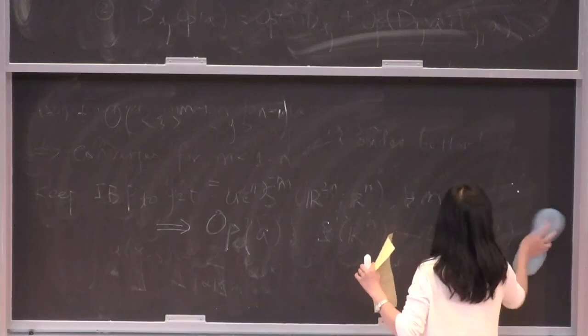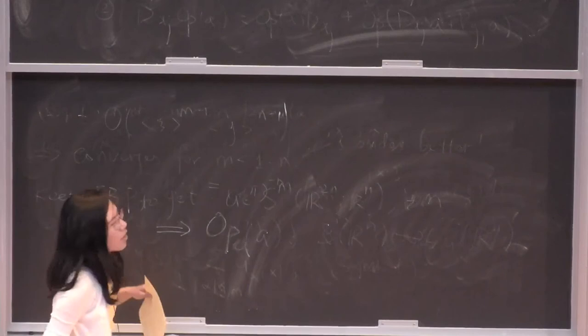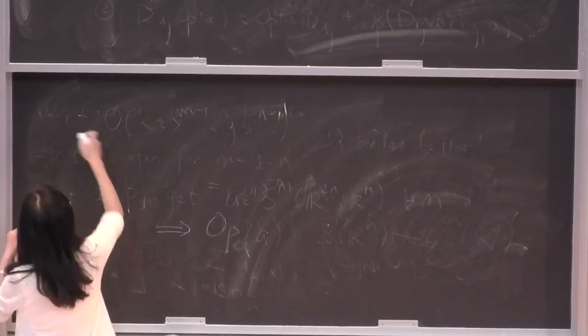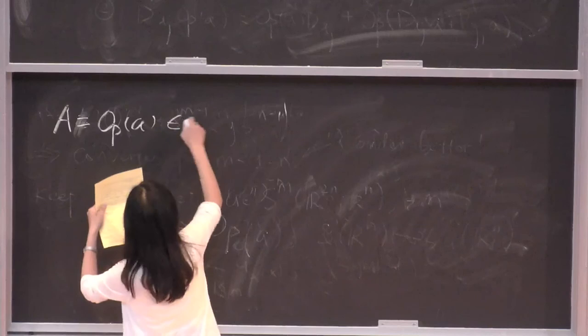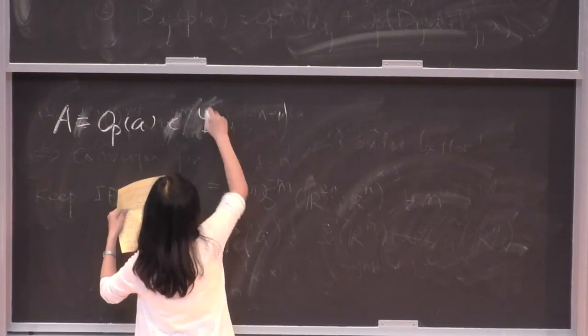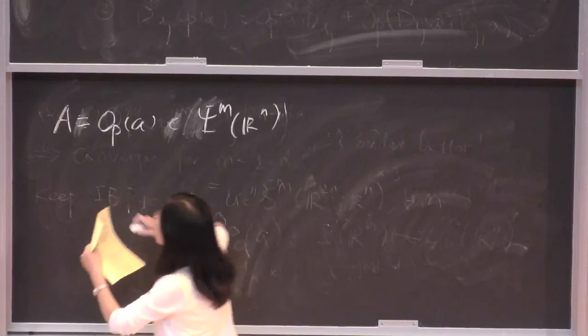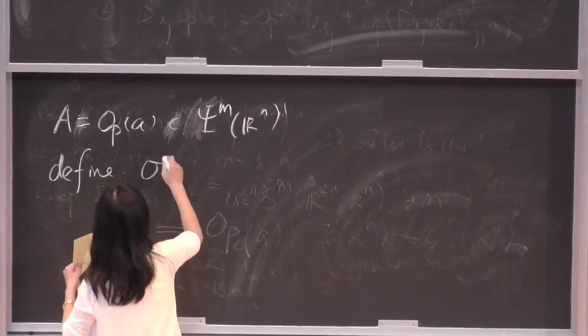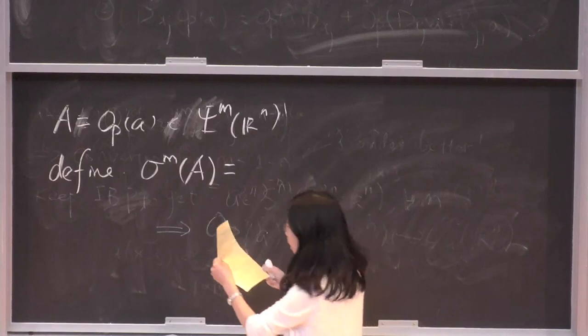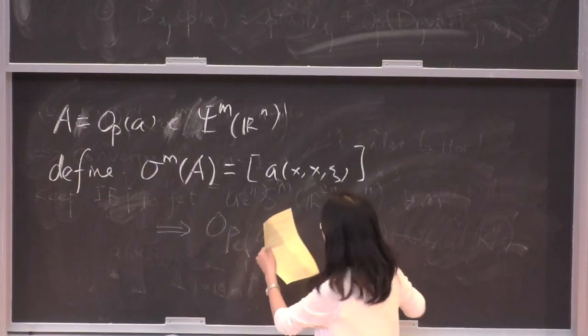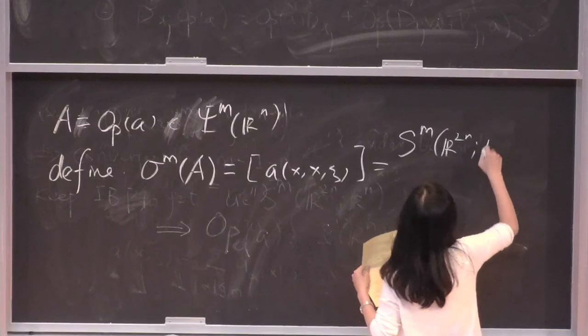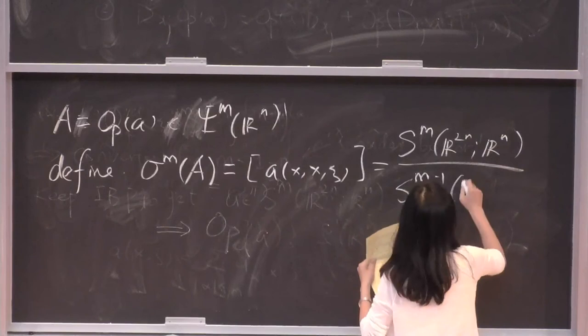So all we're saying here is that this symbol class and pseudo-differential operators have no one-to-one correspondence, but there are some things that are invariant. In particular, if A is in Ψ^m, meaning that it's an m-th order pseudo-differential operator, then I can define the following, which is an invariantly defined thing. It's called σ_m(A), the principal symbol of this operator. It's defined to be a(x,x,ξ). It's an equivalence class, living in S^m(R^{2n}) quotiented by S^(m-1)(R^n).